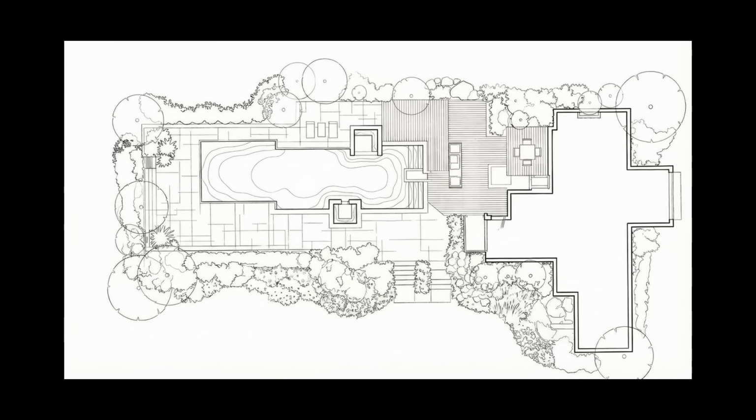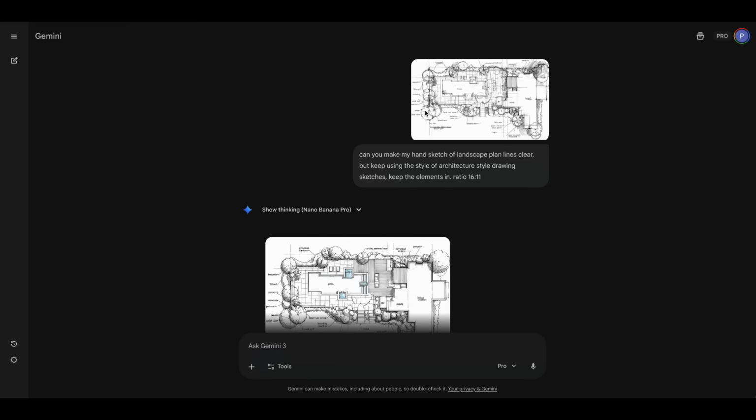Step 1. Hand sketch landscape plan, refined and colored with AI. I start with an old hand sketch scan. It's pretty unclear, so the first thing I do is ask Nano Banana to refine the plan and redraw the line work, while still keeping that hand sketch character.